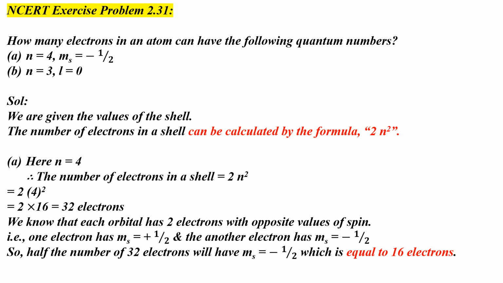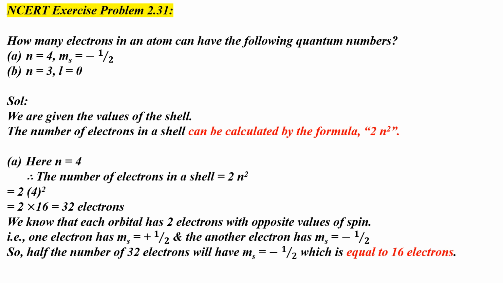We have come across a formula for calculating the total number of electrons in a shell when you learnt about the principal quantum number. What is that? It is equal to 2n square. The number of electrons in a shell is given by 2n square. This is the formula. So in the first case, since you are asked to calculate the number of electrons in the fourth shell, you can apply this formula. So it becomes 2 into 4 square. So you get 32 electrons.